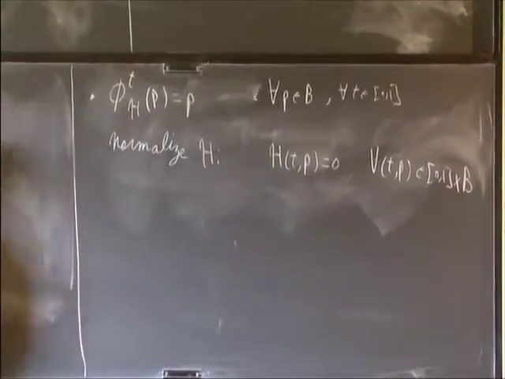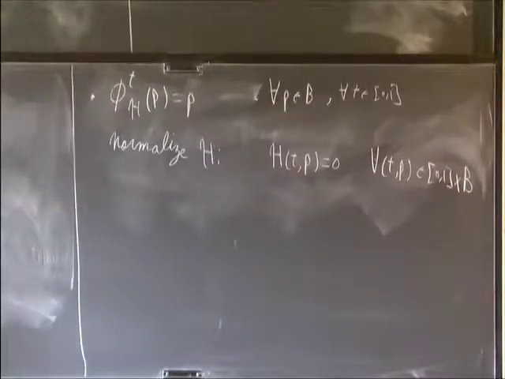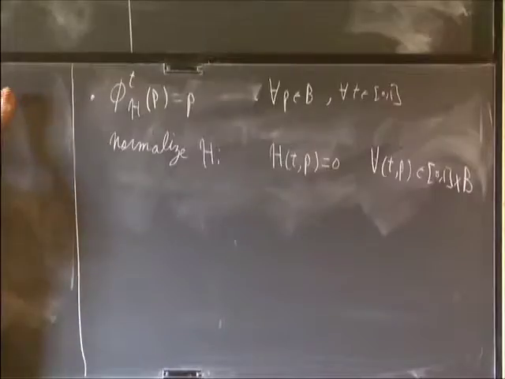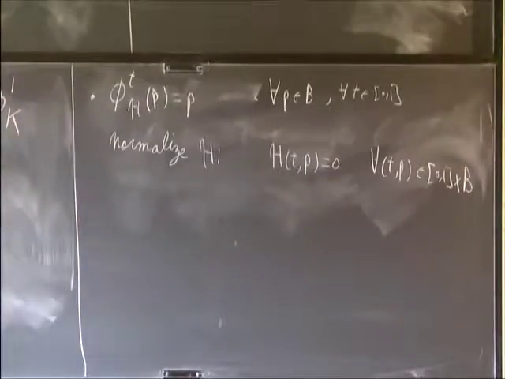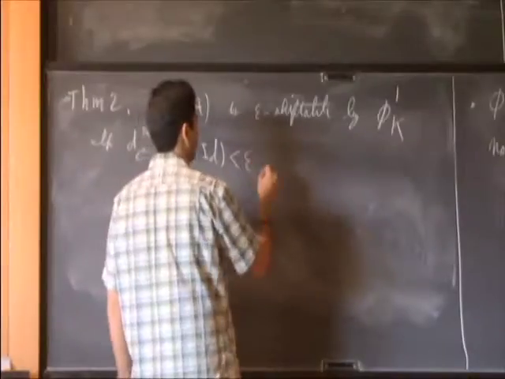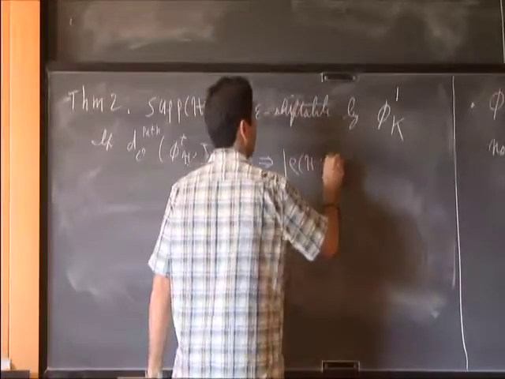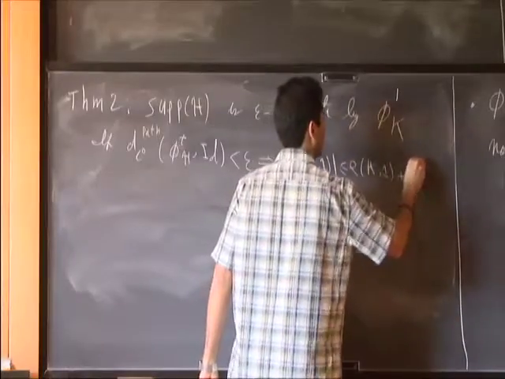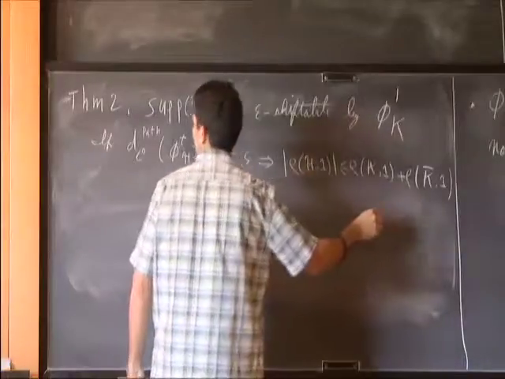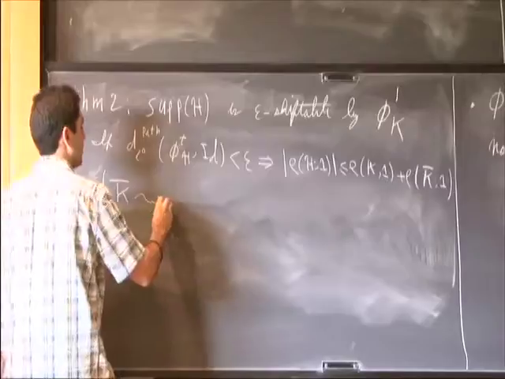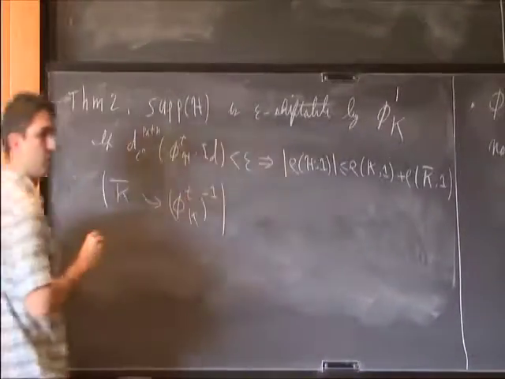Okay, so here's a theorem about epsilon shiftable sets or supports of functions. So say you've got a Hamiltonian H, and say its support is epsilon shiftable by, instead of psi, I'm going to say the time one map of the flow of K. Now, if the C0 distance between the flow of H and identity is less than epsilon, then rho of H is less than or equal to rho of K plus rho of K bar, where K bar is the Hamiltonian whose flow is the flow of K to the power minus 1, or the inverse of the flow of K.